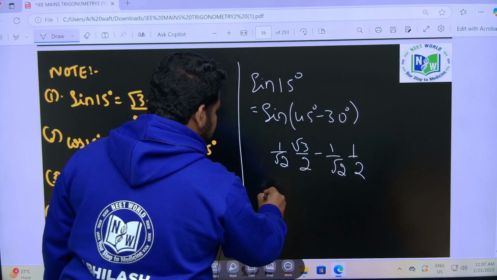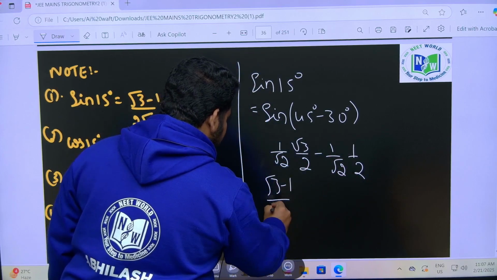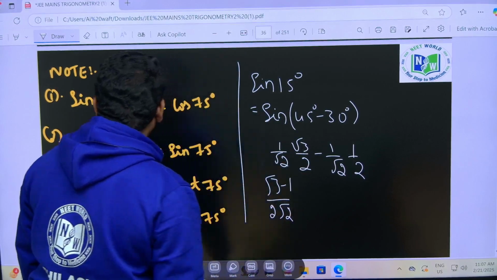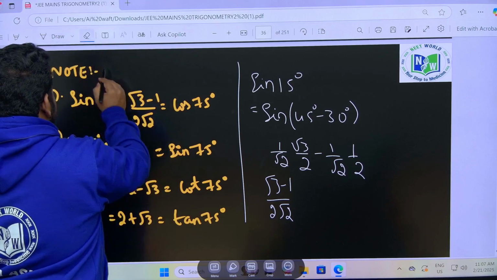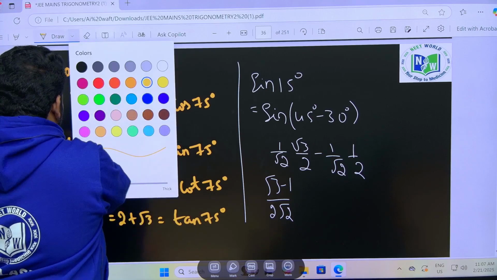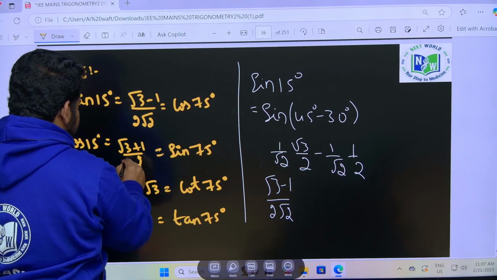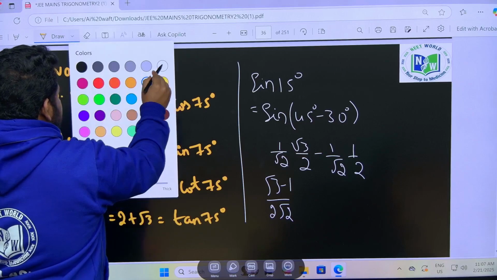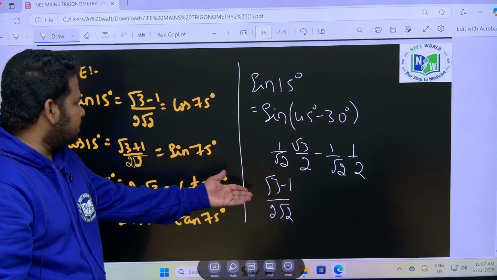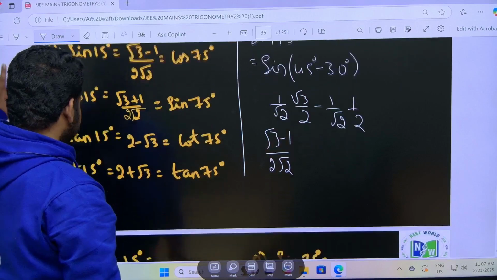So, we will get it as root 3 minus 1 by 2 root 2. Here it should actually be 2 root 2. Talking about cos, cos 15 is root 3 plus 1 by 2 root 2. So, we got sin 15 as root 3 minus 1 by 2 root 2. This is how you derive it.